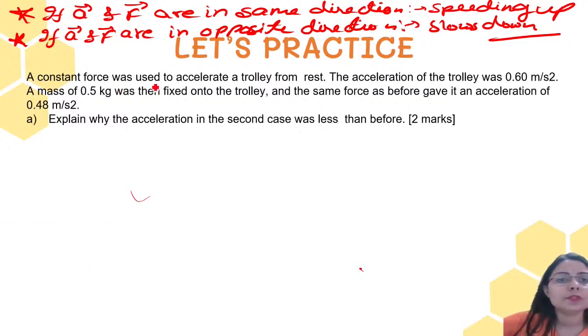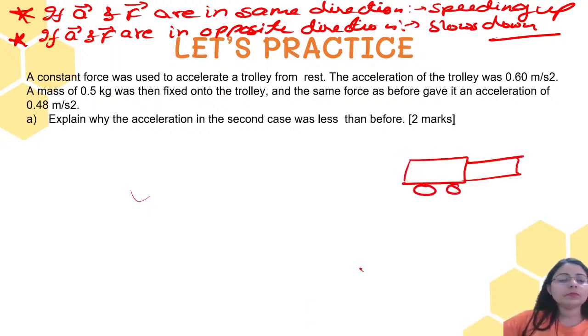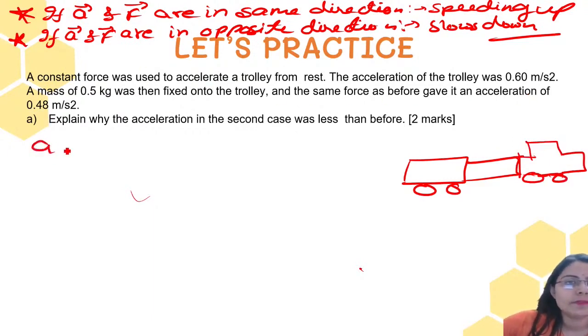A constant force was used to accelerate a trolley from rest. Okay, there is a trolley, and some vehicle is attached to it. The acceleration of the trolley, A, is given as 0.60 meter per second squared.